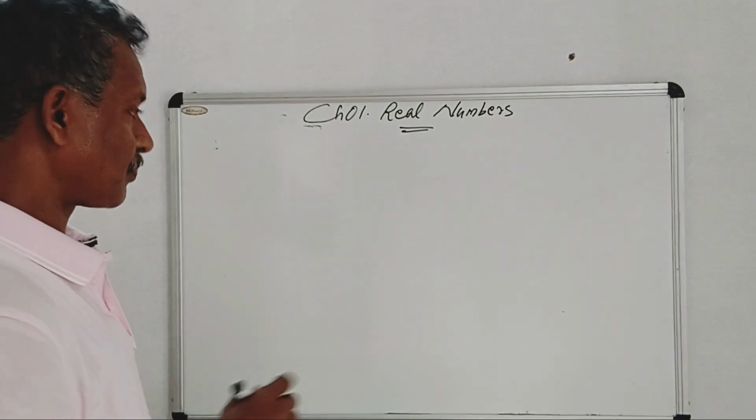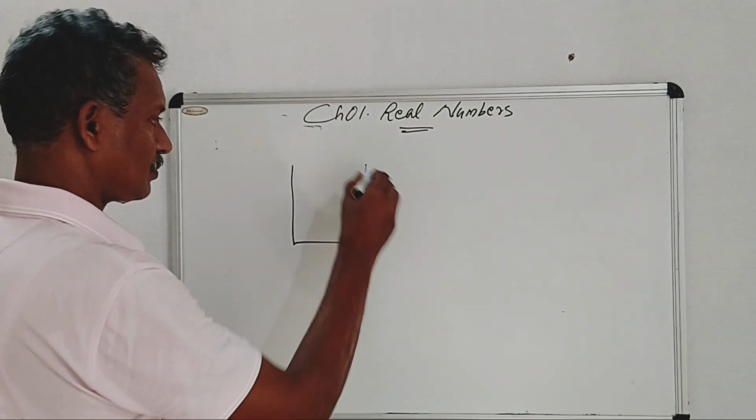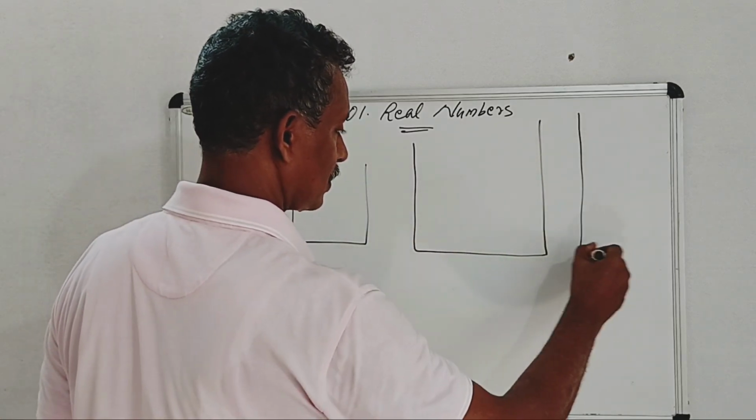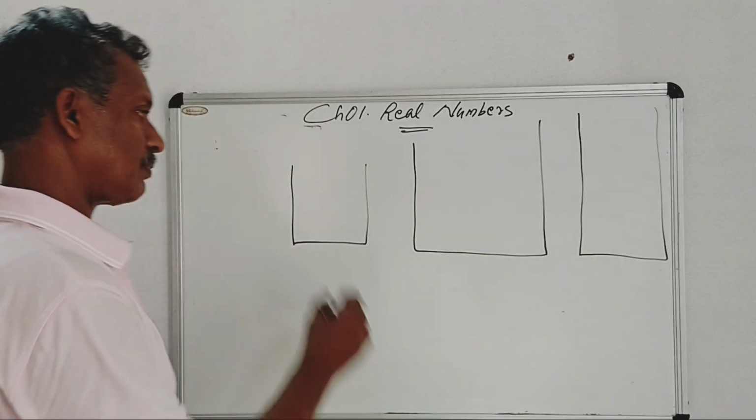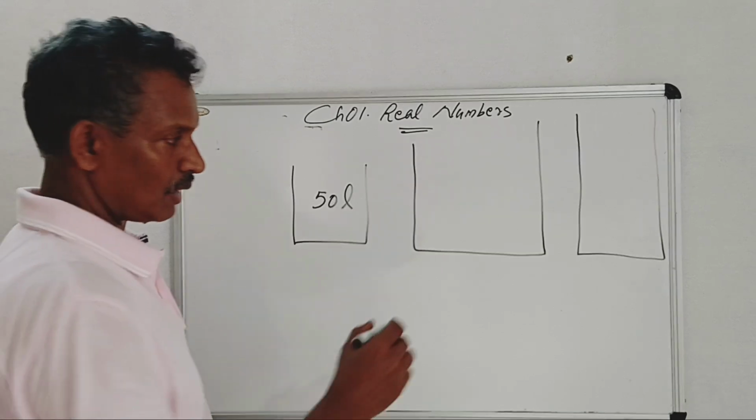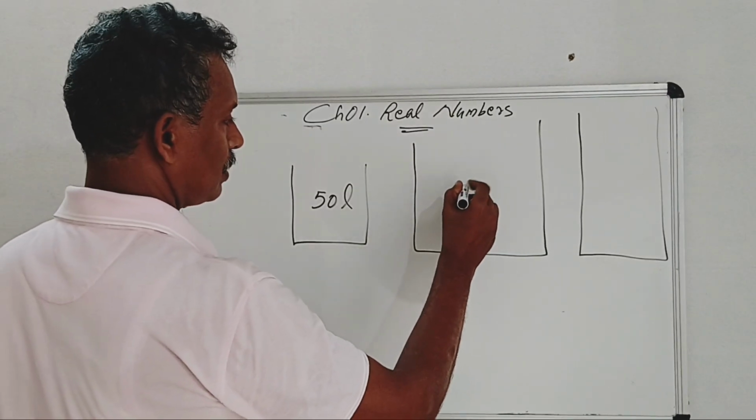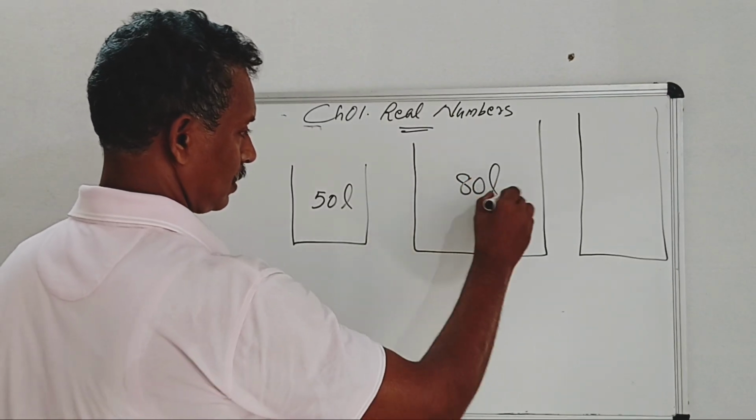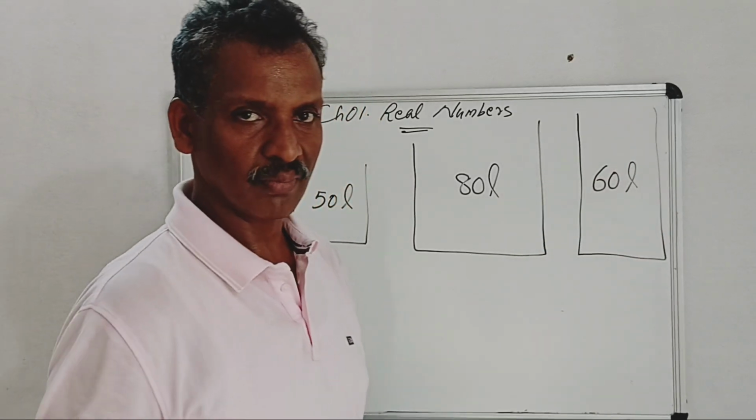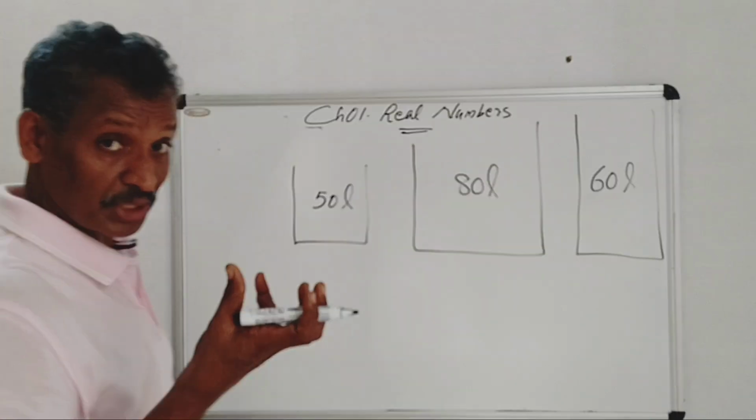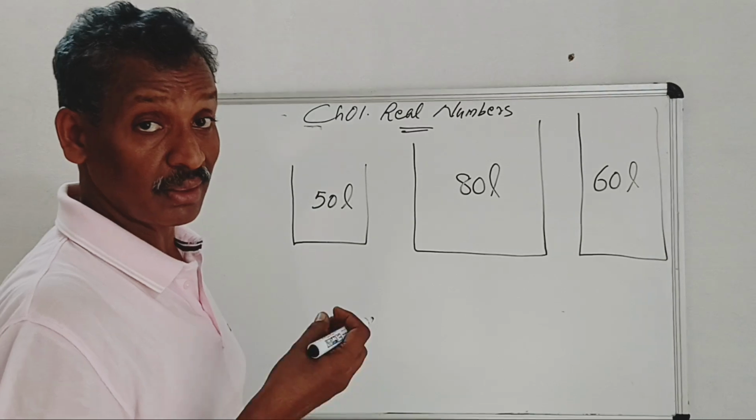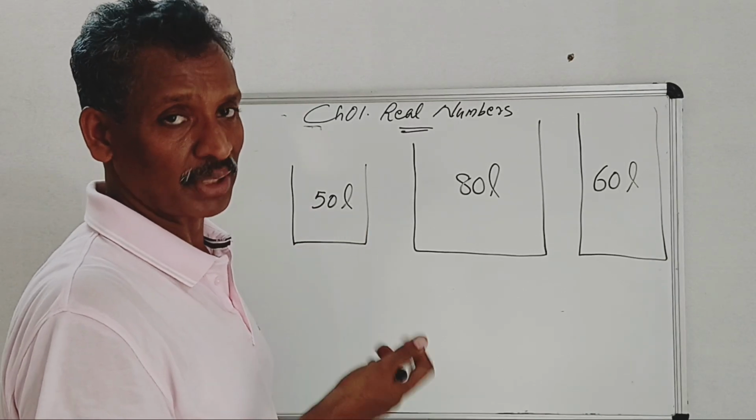Okay. If there are three vessels of different capacities given, in one of them we can keep 50 liters of milk, in another 80 liters of milk, and in another 60 liters of milk. Then what is the size of the measuring vessel with which we can measure the milk of all the containers in a complete number of measurements?